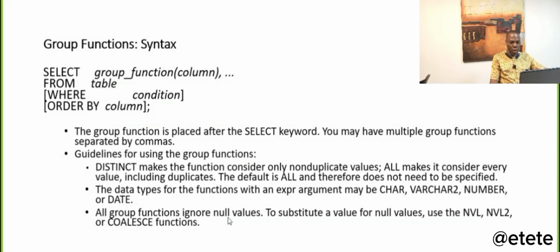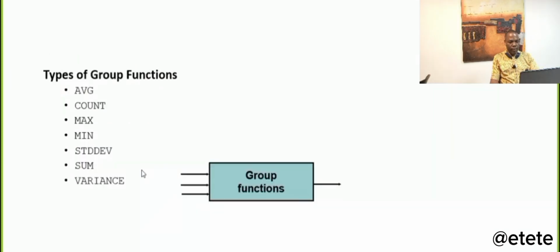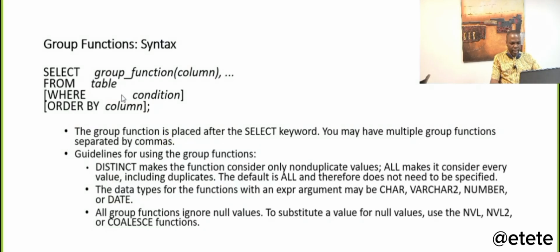All group functions ignore null values. To substitute a value for a null value, use the NVL, NVL2, and COALESCE functions. Now you are going to see how NVL and NVL2 become useful when it comes to group functions, because like I said, all group functions ignore null values. So let's go practically and see some of these functions: average, count, max, min, standard deviation, sum, variance. See how to use them practically following this syntax.